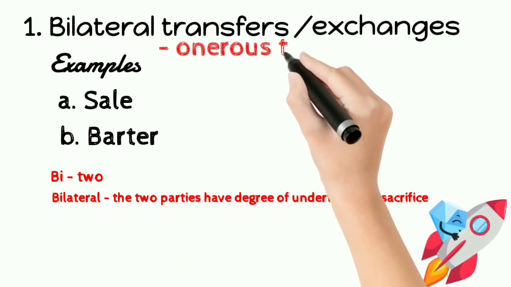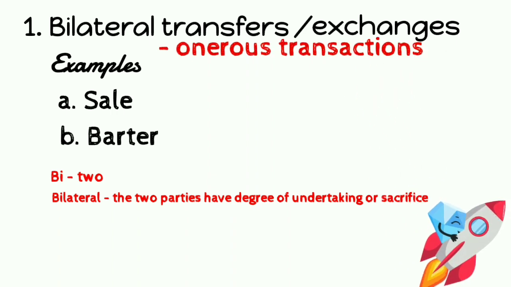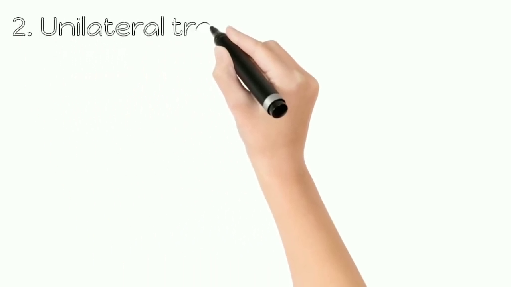Bilateral transfers are also called as onerous transactions. Kasi pag sinabing onerous, it means you are expecting something in return. For example, sa sale, you are exchanging your goods for money. So that means ang ine-expect mo something in return is yung pera or yung bayad. Sa point of view naman ni buyer, ang ine-expect niya something in return is yung goods. The second type of transfers is called unilateral transfers or simply referred to as transfers.